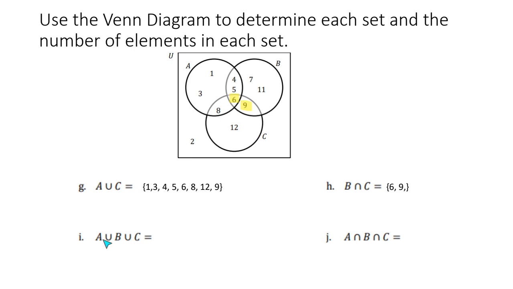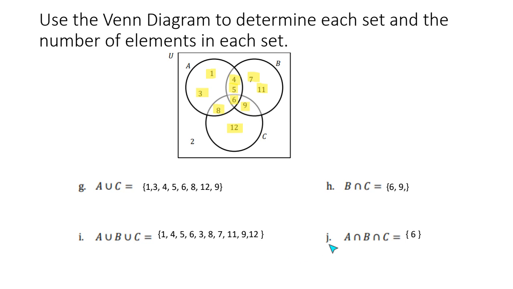sets. So we have A union B union C. So union means that we're going to take everything in A, everything in B, and everything in C, and we're going to put it all together in one big set. So our answer is going to just be everything in A, everything in B, and everything in C, and that's going to create our set. Okay.